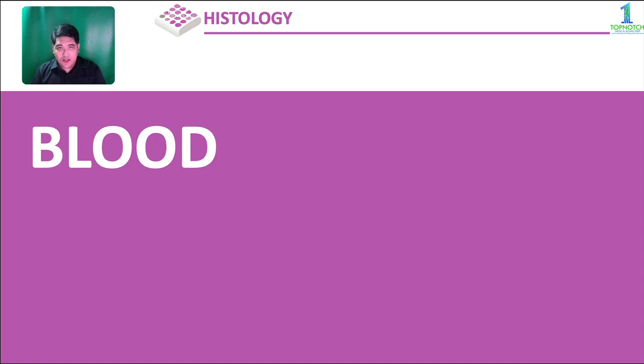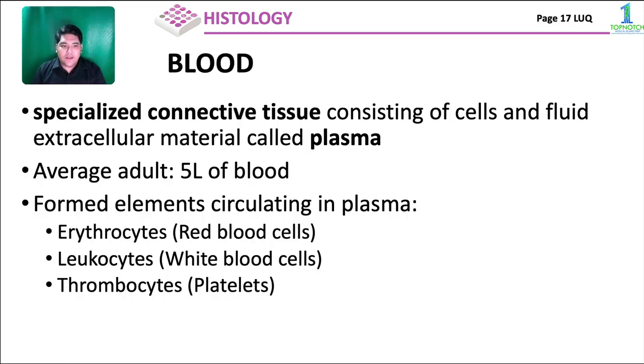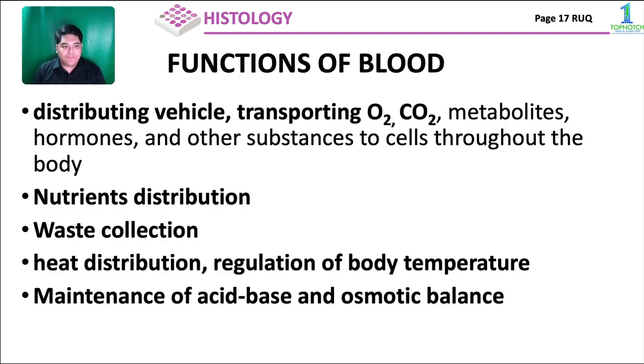So let's move on to your blood. Your blood actually is a specialized connective tissue also, but it's important to be discussed right after the circulatory system. Okay, it consists of cells and fluid extracellular material, which we call our plasma. Okay, the average adult volume of blood is 5 liters. Ang important cells dito is your erythrocytes or your red blood cells, your leukocytes or your white blood cells, and then your thrombocytes or your platelets.